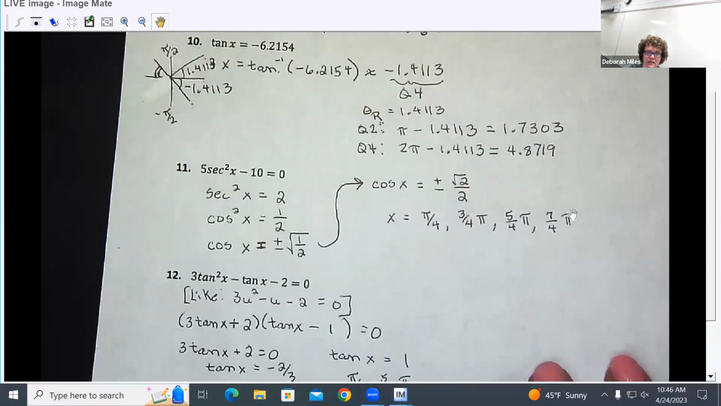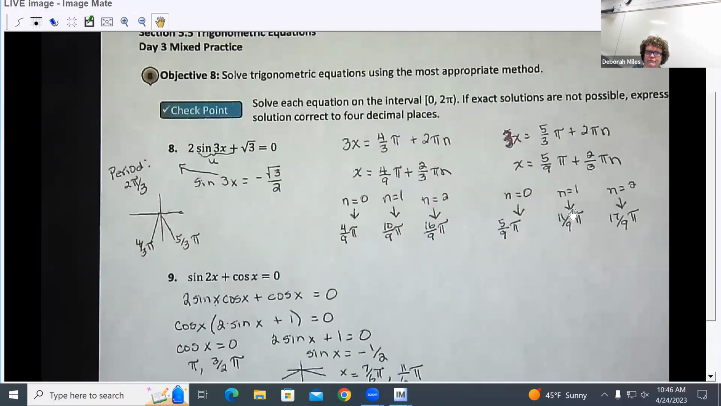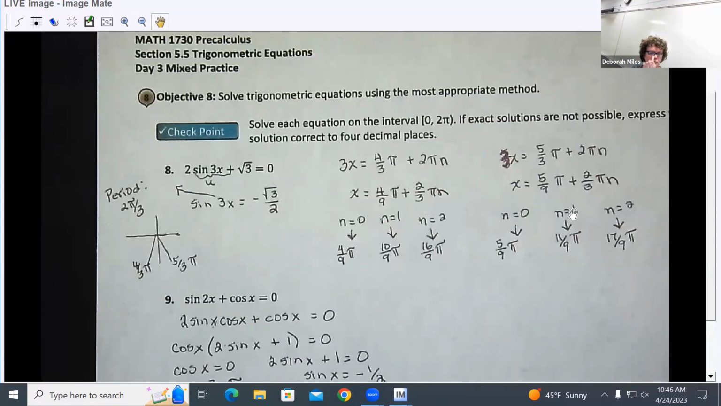So I hope seeing these few more examples helps you. I think solving trigonometric equations is a difficult concept on test 4. So you want to solve as many as you possibly can. Get a lot of practice. And if you need any help, just let me know. I'll be happy to help you some more.